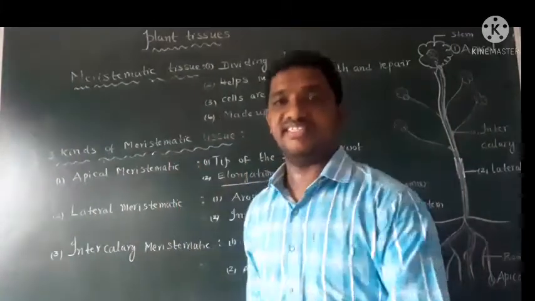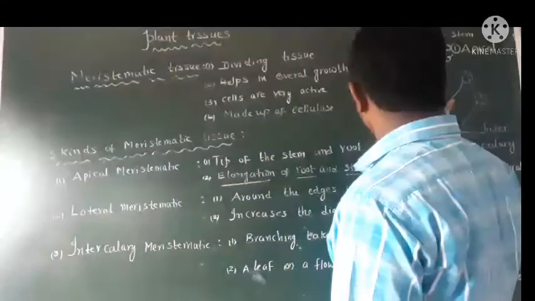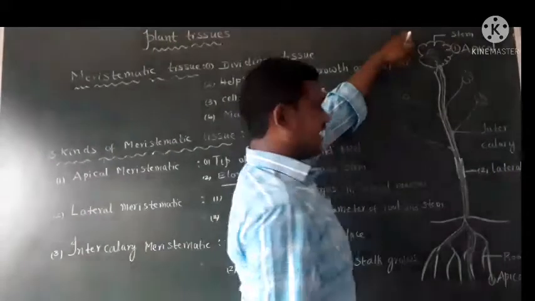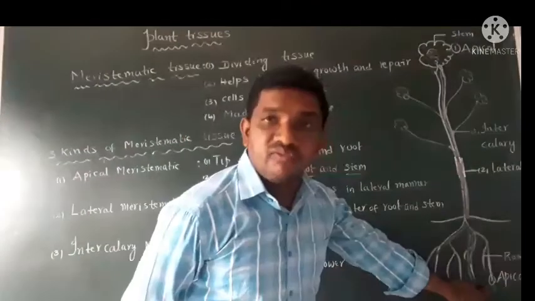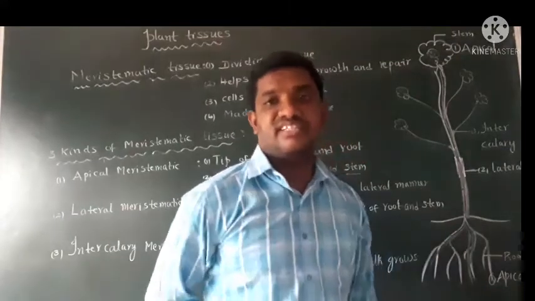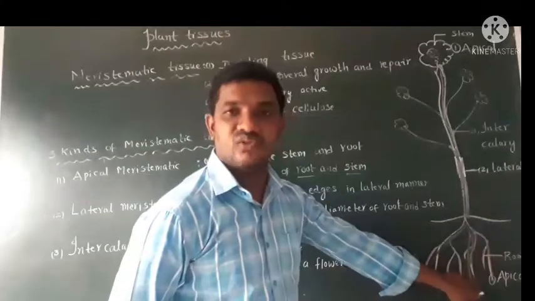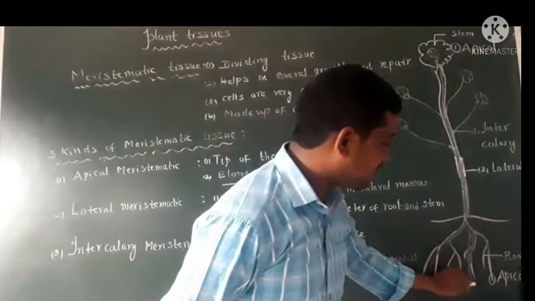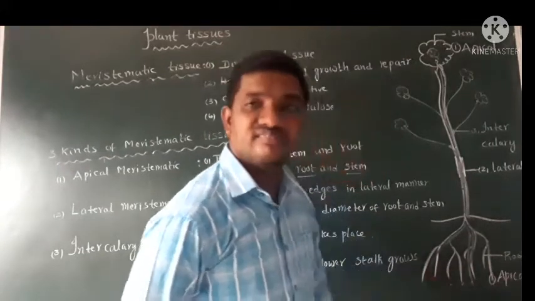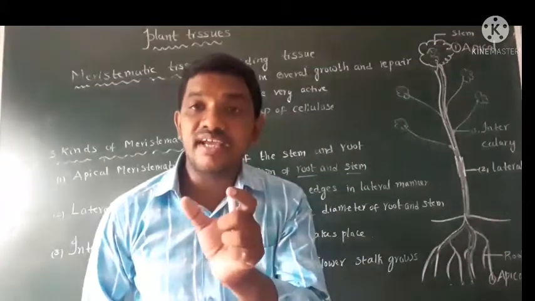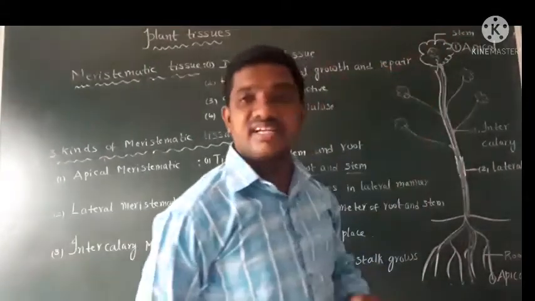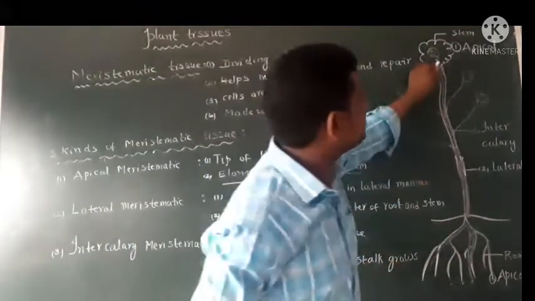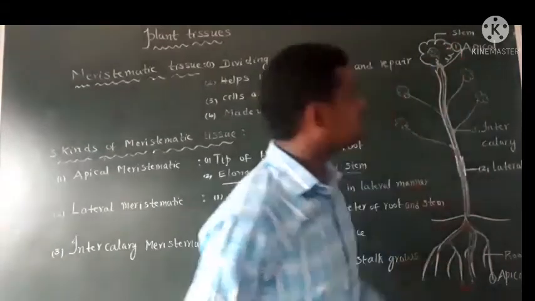Once again, check the diagram. This is a diagram of a plant. Tip of the root contains apical meristematic tissues. These are the roots, and the tip part of the roots contains apical meristematic tissues. Tip of the stem contains apical meristematic tissue. Tip of the stem.